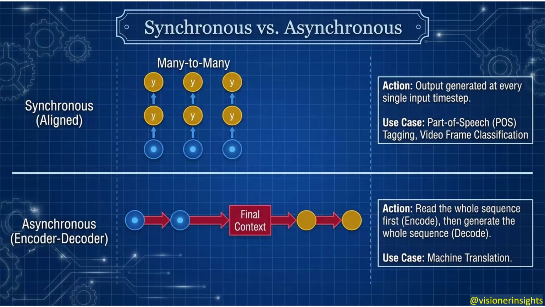Then we have asynchronous setups, like the encoder-decoder architecture. Here, the network reads the entire input sequence first to build a solid final context vector, and then decodes it into a completely new sequence. That right there, that is the exact foundation of machine translation.